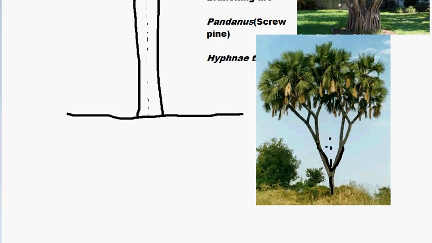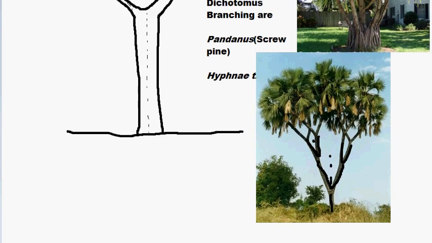a V-shaped branching. Again in this branch the parent axis becomes discontinuous and again causes a V-shaped branching. This branch also causes a V-shaped branching over here by this branch. Okay, so branching like that is called dichotomous branching. So that was dichotomous branching.